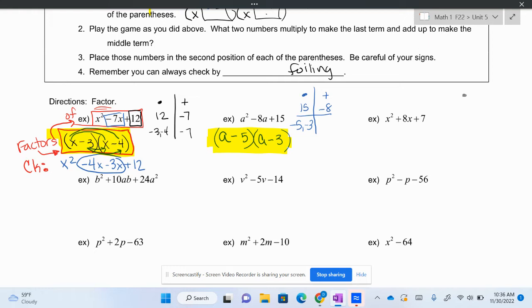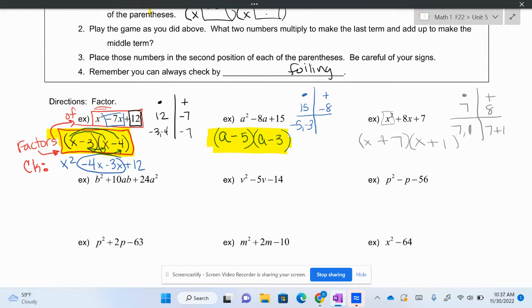So again, what two numbers can we multiply together to equal 7, and we add them together to equal a positive 8? Well, 7 is prime, so its only factors are the number 1 and itself. 7 times 1 is 7. 7 plus 1 is 8. So those are my two terms. Remember that x squared is only made by taking x times x. So those are the first terms in each parenthesis. And then you use your factors, plus 7 plus 1. Okay? All right.